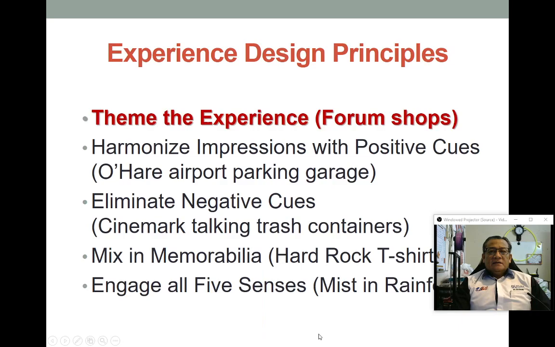So there are a few or many principles of design to give customers a good experience. The design principle for getting the highest value experience is, for example, theme the experience. You can design the environment or the ambience of the setting so that the customer can feel good about it, for example like a food shop. Another principle is harmonizing impressions with positive cues, like in airports. Some airports are designed nicely so that they give a good impression of the country. Another design principle is eliminate negative cues and mix in memorabilia, for example a Hard Rock T-shirt, for memory. And engage all five senses, for example you go into a rainforest, but it is actually a man-made rainforest. So these are a few design principles that we could emulate.